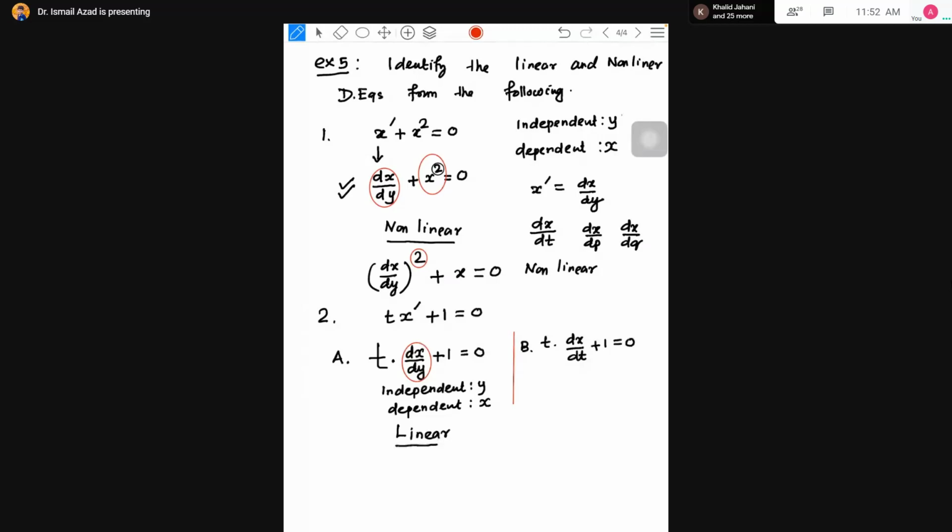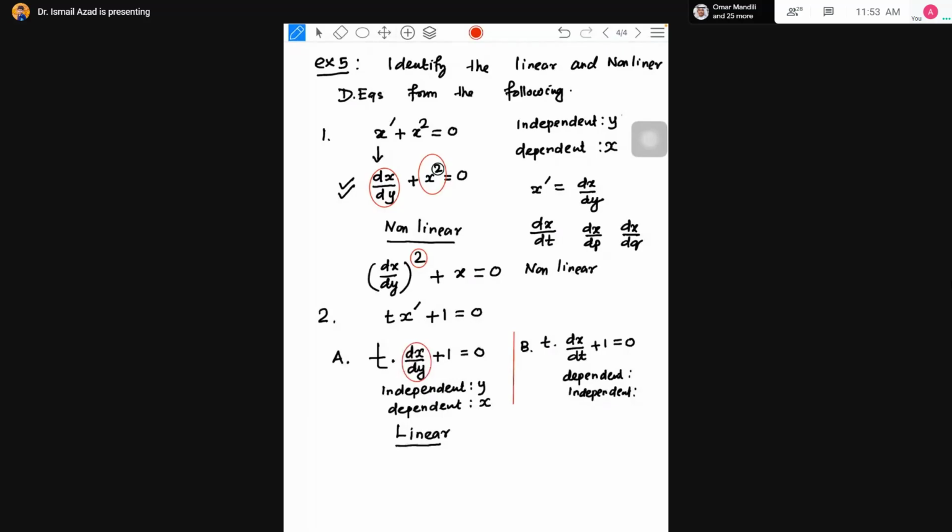Now comes to part B. What is the dependent variable? Why are you silent? Sorry, your voice is gone for the previous minute. Your voice comes and goes. Okay, now it is coming. Sometimes it comes clear, sometimes not. We cannot do anything because the internet is like this. Yeah, no problem.